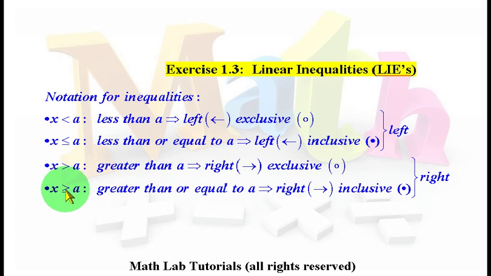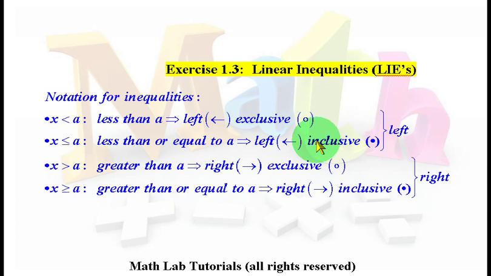Okay? X greater than or equal to a. You pronounce x greater than or equal to a. And that would be a right inclusive. So you're moving to the right of a and you're including a. So we use a solid dot to represent inclusive. Okay, and these are all the right inequalities.